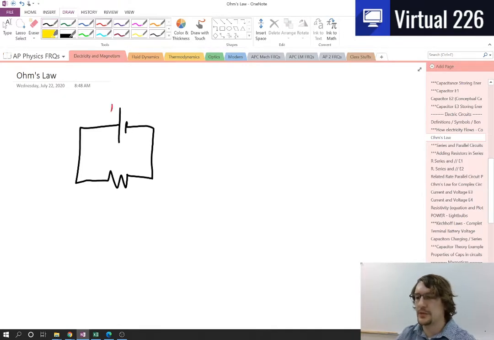Remember, the long edge of the battery is positive, the short edge is negative. Let's say this is a 9 volt battery. Like I said, down here, this is our resistor. It has some resistance R, okay?